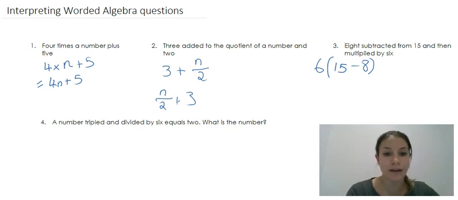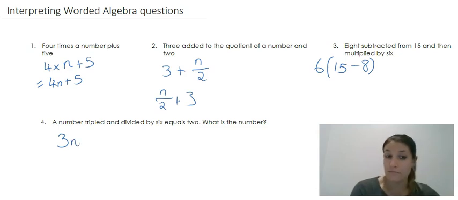A number tripled and divided by 6 equals 2. What is the number? So number 4 here now is asking something a little bit different. We actually need to figure out what that number is. So let's do a number tripled. What does that mean to us? Is that a number cubed? A number tripled is a bit different. It's 3 times the number, and we'll just say 3n, and divided by 6. So a number tripled, we've done that bit, and divided by 6 in the end.